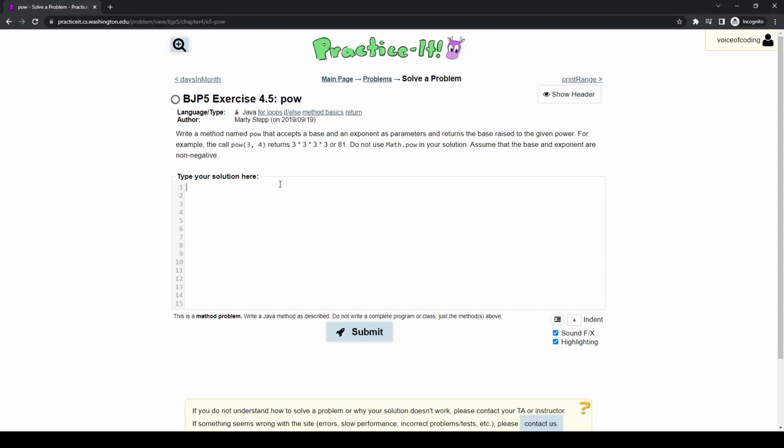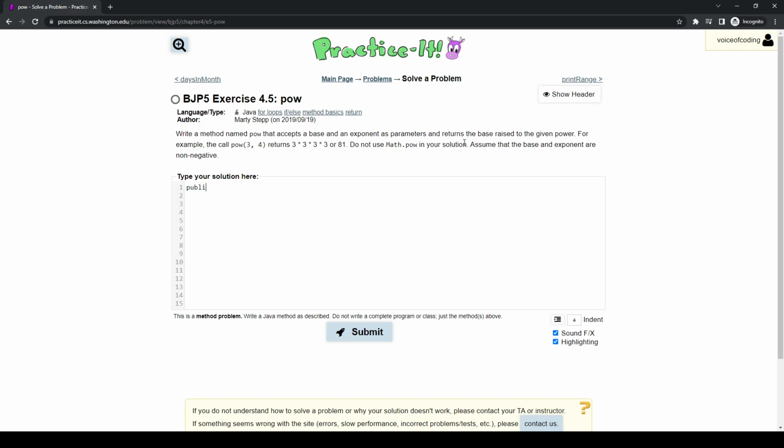This is Practice It, Exercise 4.5, pow. Write a method named pow that accepts a base and an exponent as parameters and returns the base raised to the given power. For example, the call pow(3, 4) returns 3 times 3 times 3 times 3, or 81. Do not use the Math.pow method in your solution. Assume that the base and exponent are not negative.